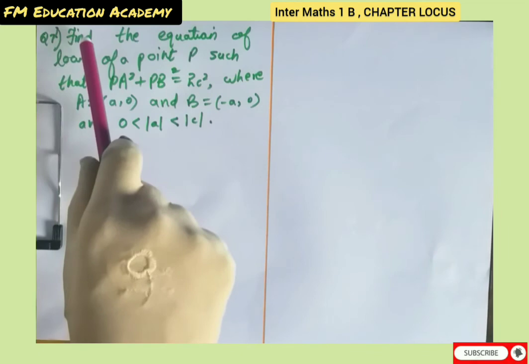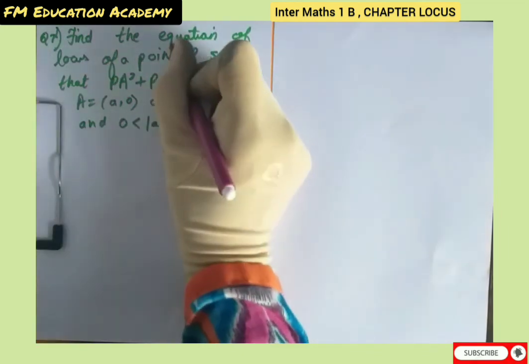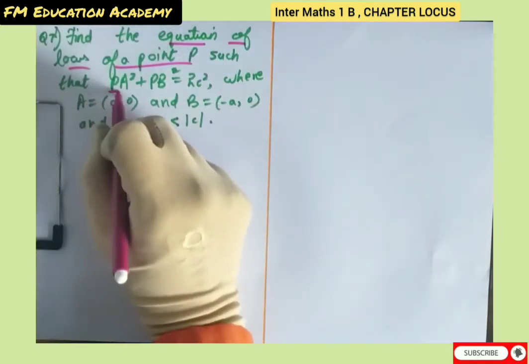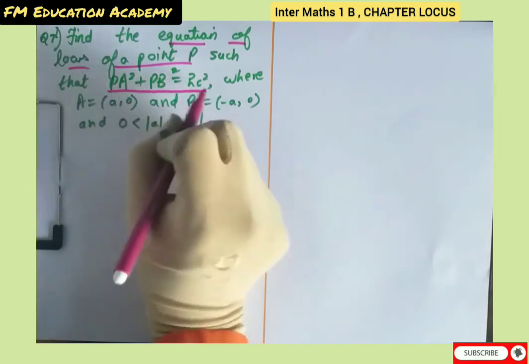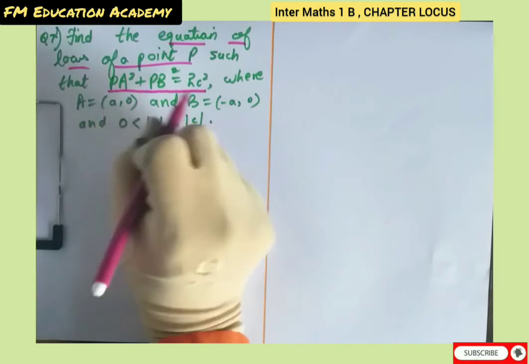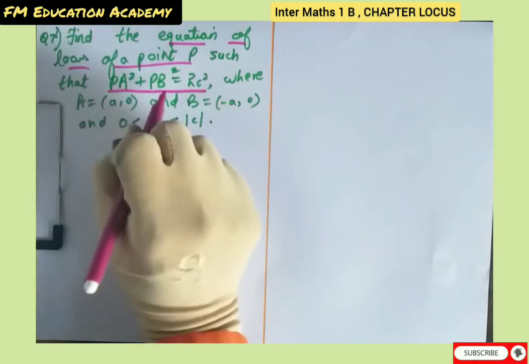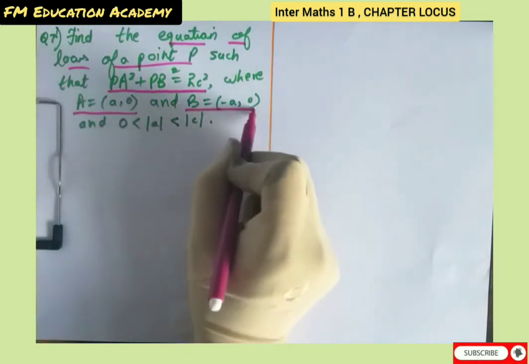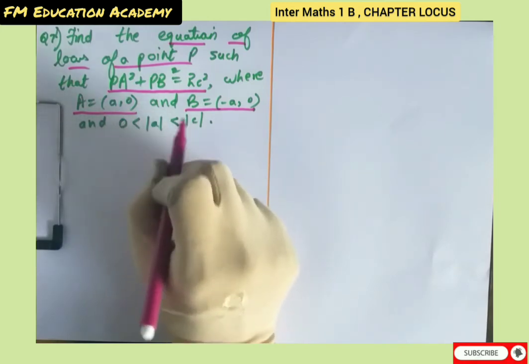Question 7 is find the equation of locus of a point P. So here also we have to find the equation of locus of a point P, and the condition given to us is PA square plus PB square is equal to 2C square. So directly in the question it gave us the condition. Always word problems were given and we were forming the geometrical condition, but here the geometrical condition is given to us directly, and also coordinates are given. A is given as (a, 0) and B is given as (minus a, 0), and it is telling that a should lie between 0 and C.